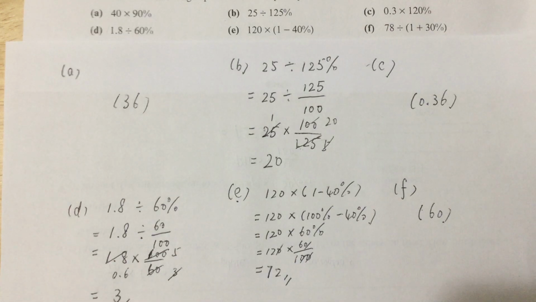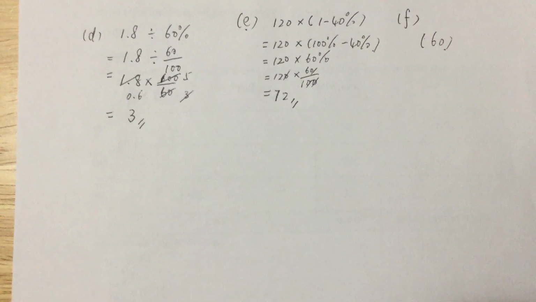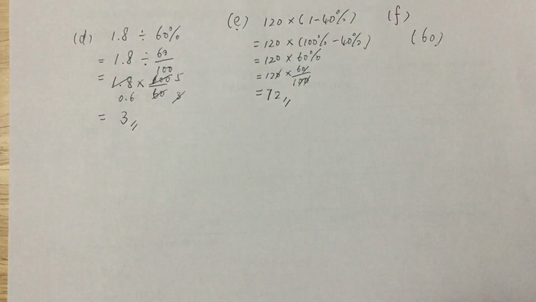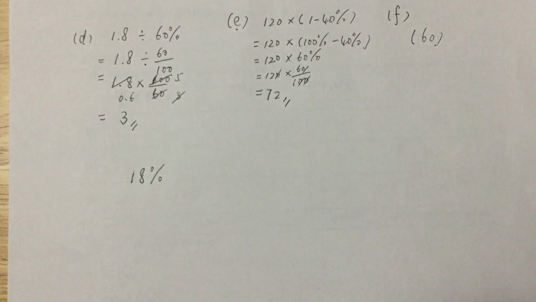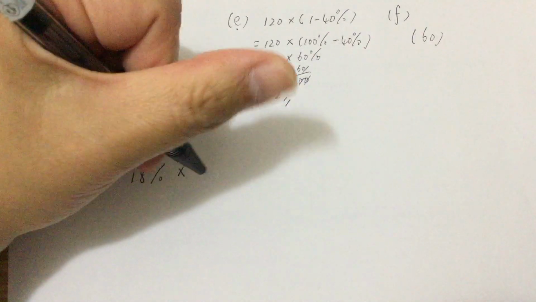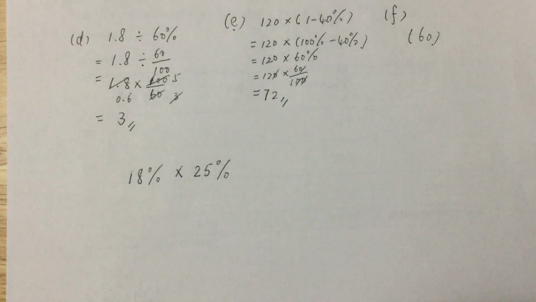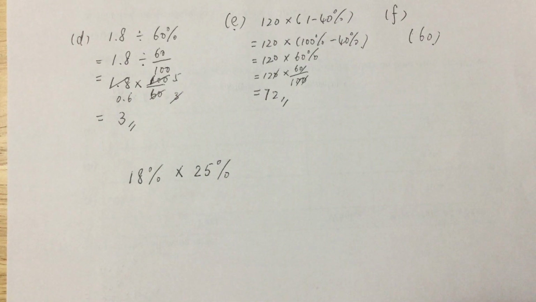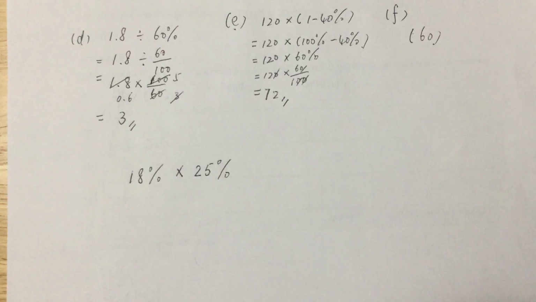Okay, I will look at this question now. The last question I want to show you is this one. I want you to calculate 18% times 25%. And then please express your answer in percentage after that. So what can you do? Some of you may think that you just multiply together and just write 1%, but this is really not correct.